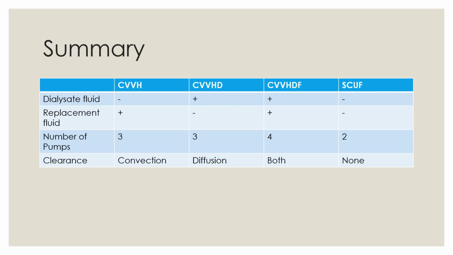So to summarize, dialysate fluid is required when there is dialysis, meaning diffusive clearance across the semi-permeable membrane in response to a concentration gradient. Replacement fluid is required when there is hemofiltration to replenish the lost volume. In this modality, where hemofiltration occurs, the mode of solute clearance is convection in response to the hydrostatic pressure gradient across the membrane. There is no solute clearance in slow continuous ultrafiltration.